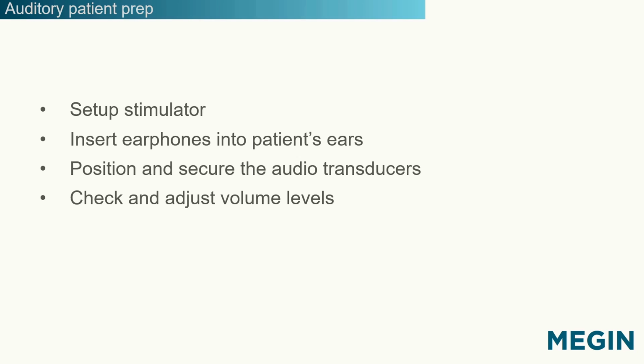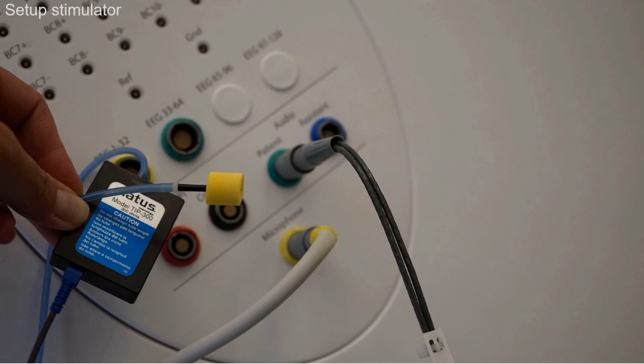Each protocol presented in this series has a specific setup for data acquisition. In the case of auditory, we will set up the stimulator, insert earphones into the patient's ear, position and secure the audio transducers, check and adjust the volume levels. Plug the earphones into the patient audio connection on the probe unit's side panel. The transducers of the patient earphones must be connected to the plastic foam ear tip using the electrically insulating tubes provided. The auditory evoked field is recorded using the audio transducers and audio stimuli prepared using the audio-visual stimulus delivery system.